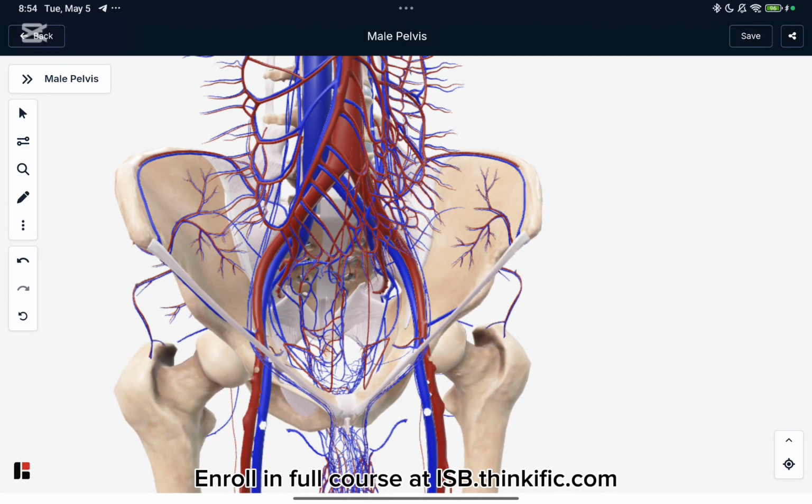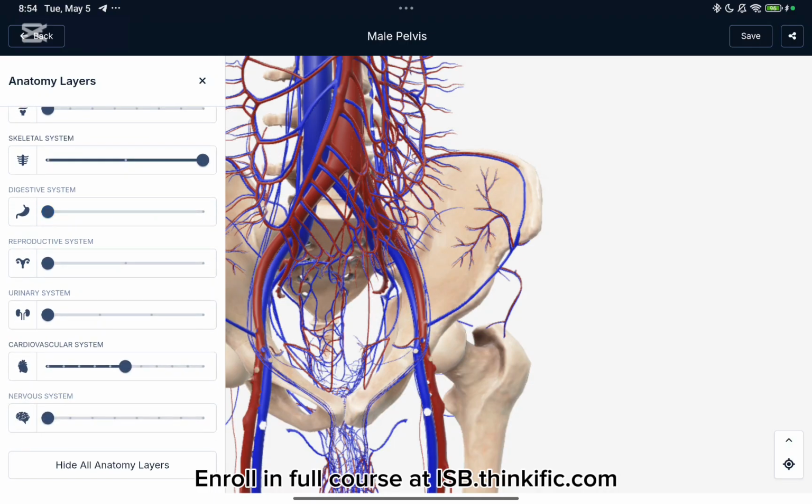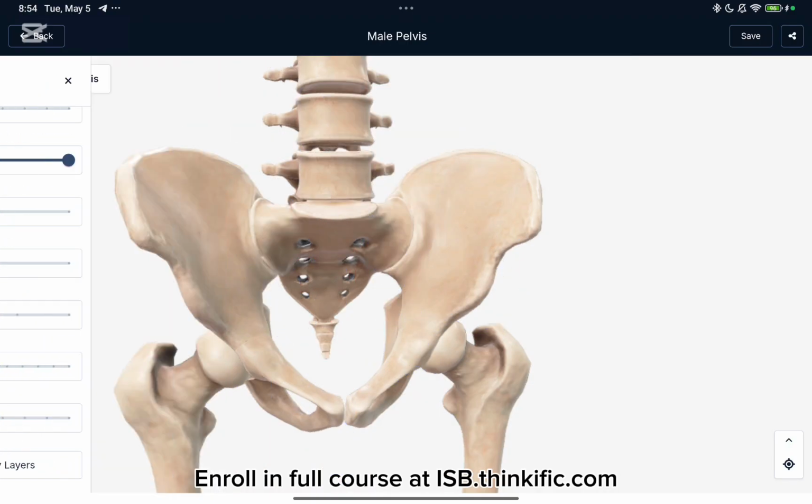All right, okay. Now I want to talk about some important joints which bring the pelvis together. Let's remove the connective tissues and the vessels. Let's go back to the dry bone.